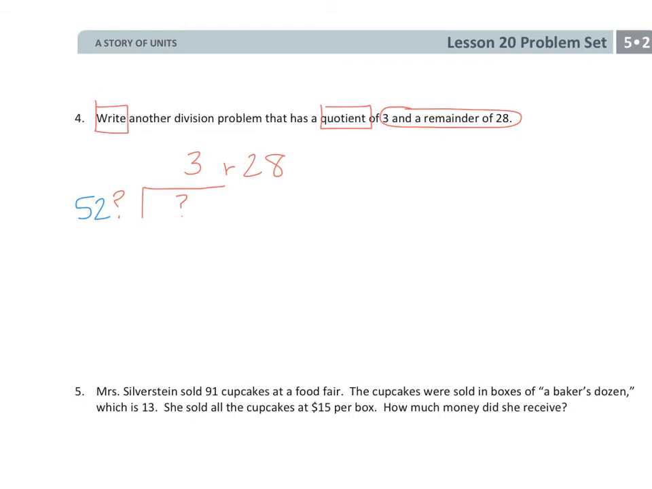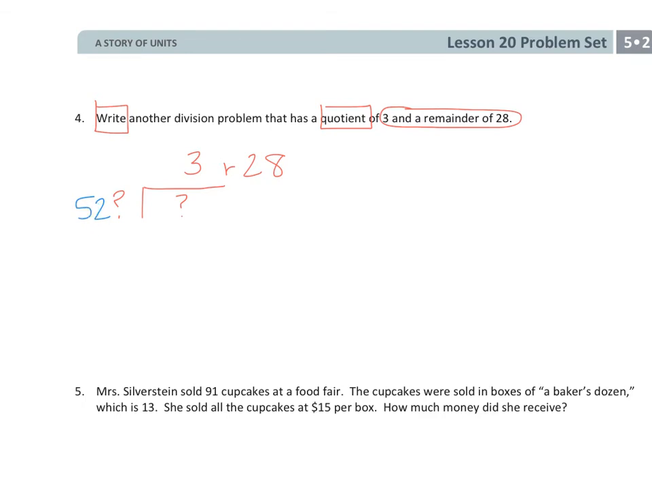So all we're going to do is take our quotient and multiply it by the divisor, then add the remainder to get our dividend. Just for any future problems where you need to make your own division problem and they give you the answer, you can pick any number. It didn't have to be 52. It could have been 19. It could have been 21. It could have been 97.